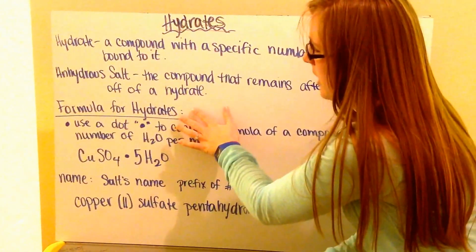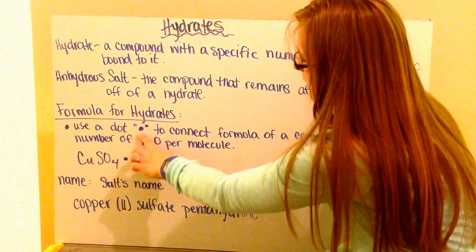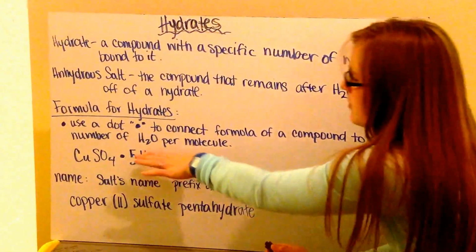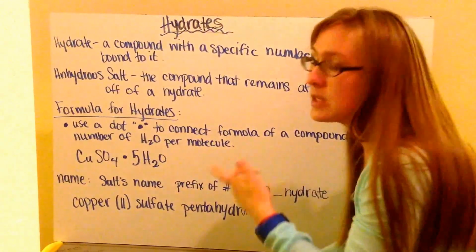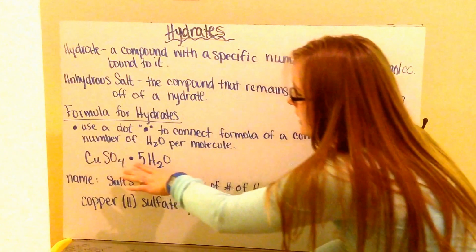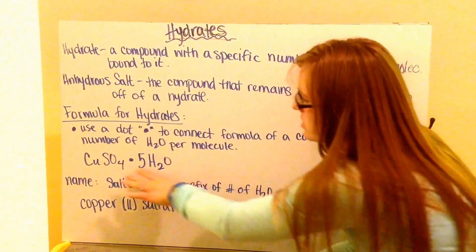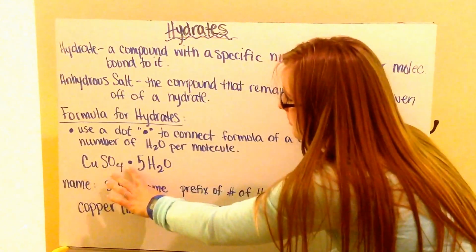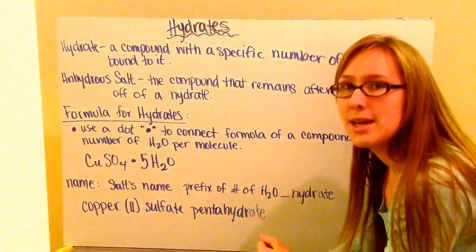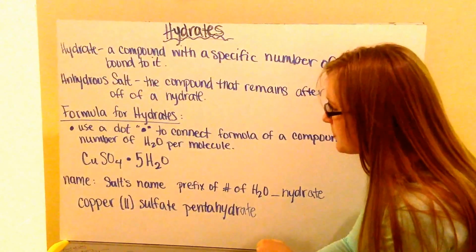The formula for hydrates uses a big dot to connect the formula of a compound to the number of waters per molecule. So if my compound is copper(II) sulfate, CuSO4, and it is bound to 5 water molecules, I write CuSO4·5H2O to show that it's bound to 5 water molecules. On the next slide I'll show you what that looks like.